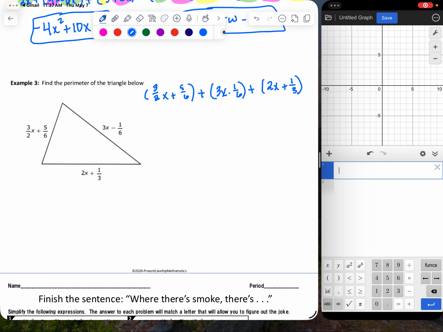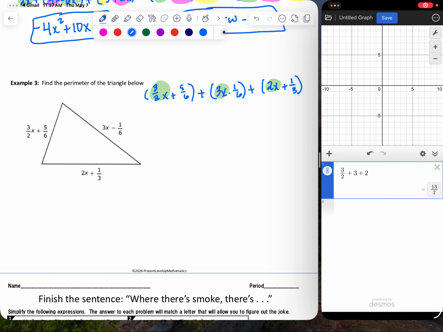Now, please don't let these fractions bother you. If you're uncomfortable with fractions, just use your calculator. But let's first identify like terms. So 3 over 2x, 3x, and 2x. So in my calculator, 3 over 2, side arrow, plus 3 plus 2. Now, there are no decimals in my original problem, so I don't want decimals in my final answer, so I'm just going to press my fraction button here to convert that, and that would be 13 over 2x.